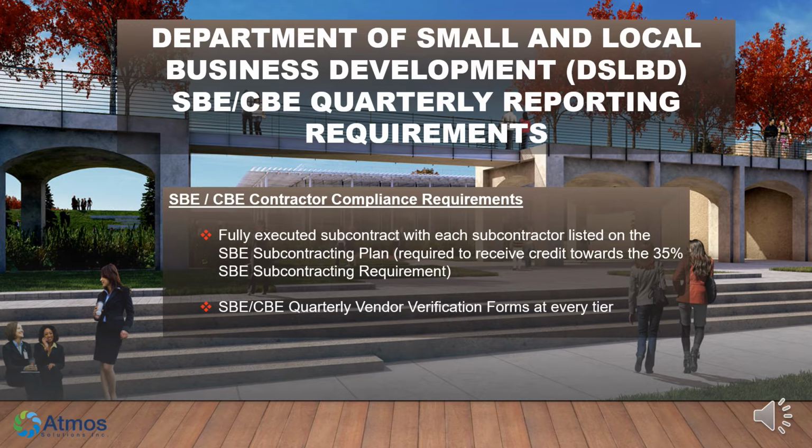For each subcontractor listed on the SBE subcontracting plan, you're required to provide a copy of the fully executed subcontract with each individual company. This is required so that the CBE can be counted towards the 35% SBE subcontracting requirement. All SBE and CBE companies will also be required to submit a quarterly vendor verification form at each tier. I will go into more detail of what the vendor verification form looks like on the next slide.